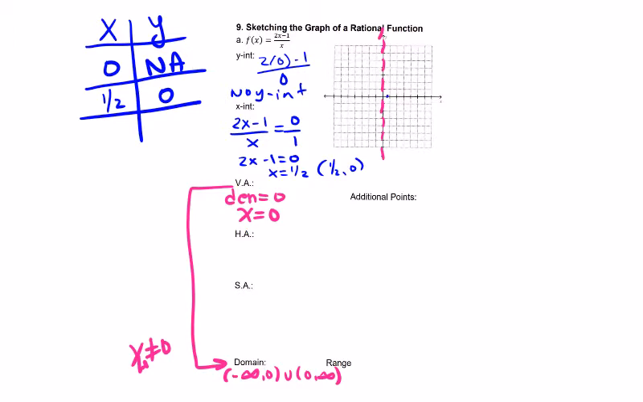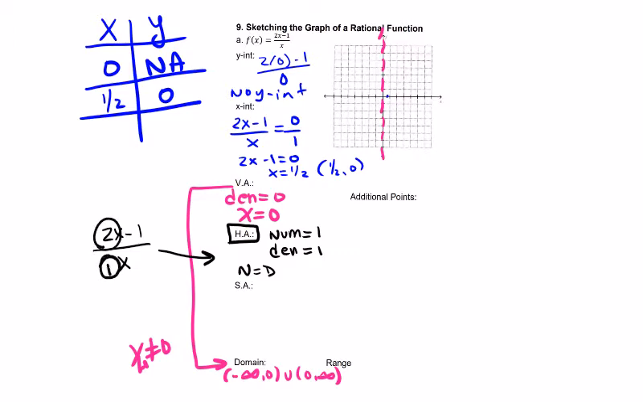Okay, now we're going to look at the horizontal asymptote. Well, to find the horizontal asymptote, we need to compare the exponents on the top and the bottom. So our degree or our exponent on the top is 1. So the numerator has an exponent of 1. The denominator also has an exponent of 1. Since the numerator is equal to the denominator, that means we're going to do the fraction of leading coefficients. So with the equation 2x minus 1 over x, our fraction of leading coefficients is 2 over 1. There's an imaginary 1 there. So our horizontal asymptote is at y equals 2.